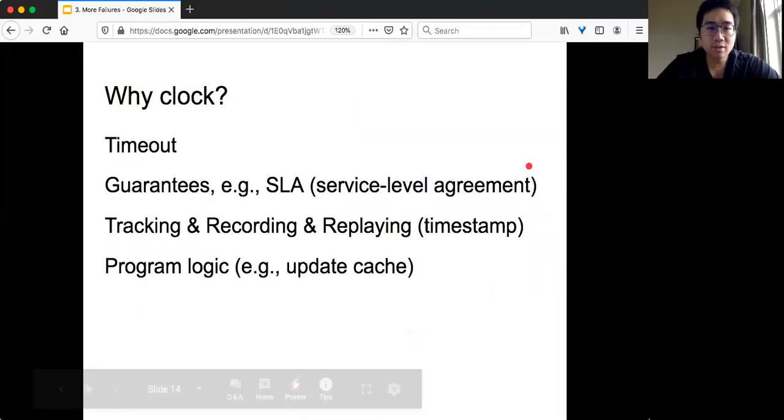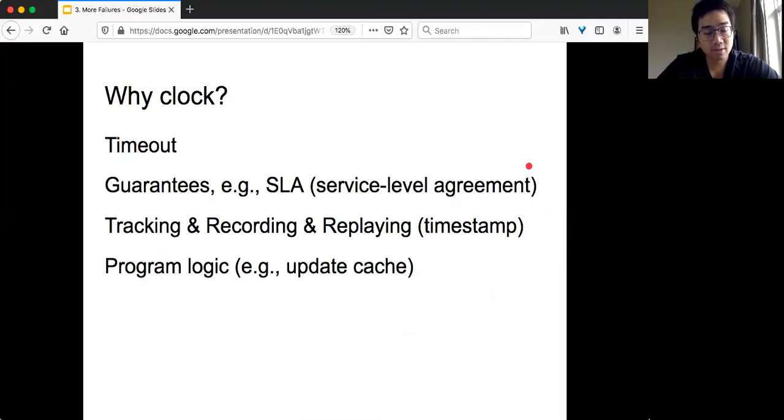And then the reason that you need to have a clock is that for many protocols, you need to use a timeout to trigger some event. And if you are running an application on some public cloud, you also want to ensure some kind of guarantees. You want to monitor whether the cloud gives you the satisfied SLA, meaning service level agreement. Or in terms of your application, you may want to track the user behavior.